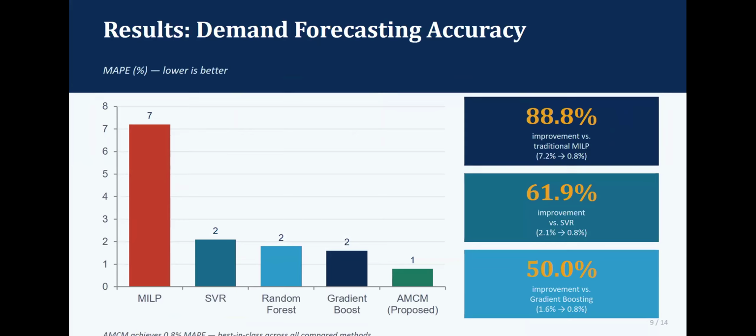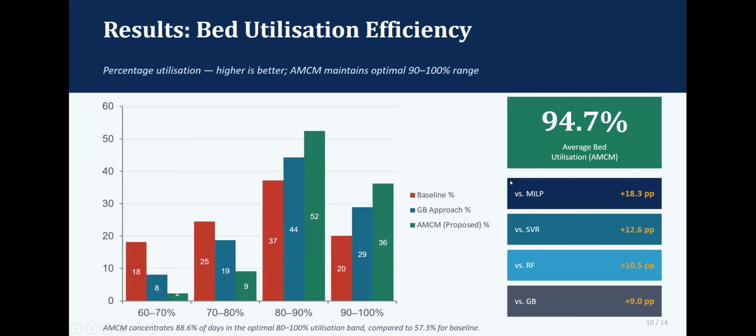The results show us that we have improvements with respect to traditional MILP, that is 88.8% improvement, 61.9% improvement when we compare it with SVR, and 50% improvement with respect to the gradient boost. Thereafter, when it comes to bed utilization efficiency, we had 94.7%, which was the highest.